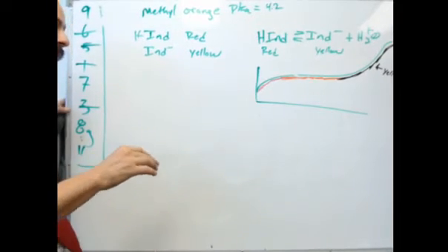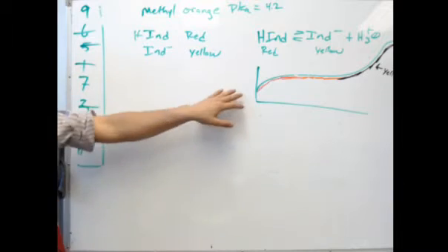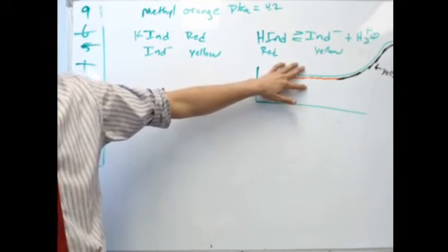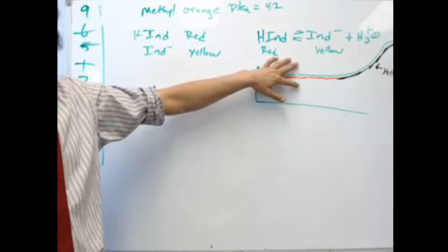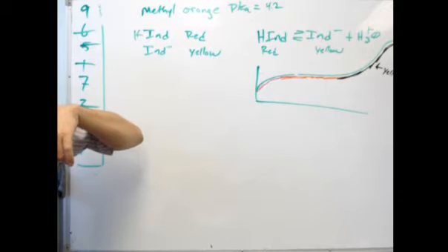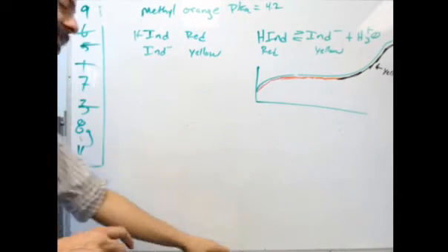So I'll say it again. A buffer is useful, and we're going to do this in class today as well, when the target pH, whatever pH we're trying to detect, is close to the midpoint of the buffer system. Cool. So that was just a definitional thing.